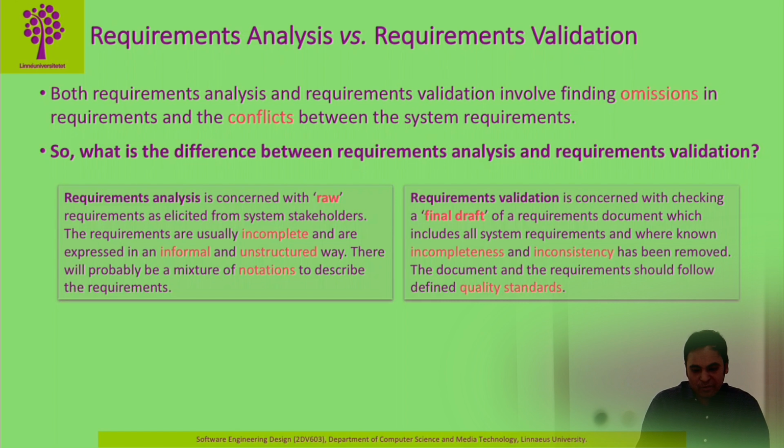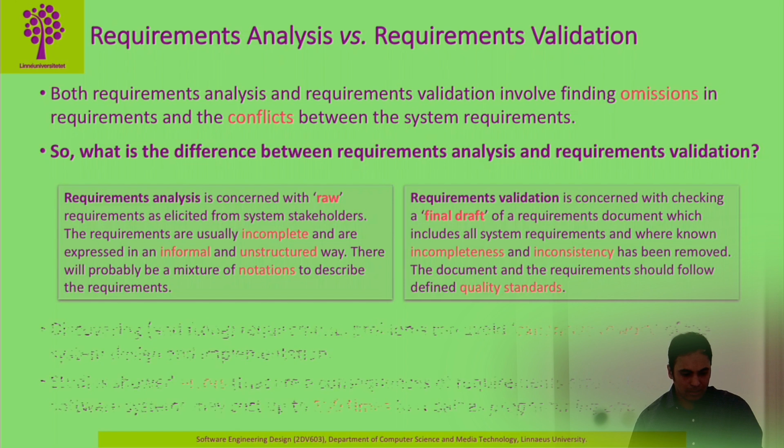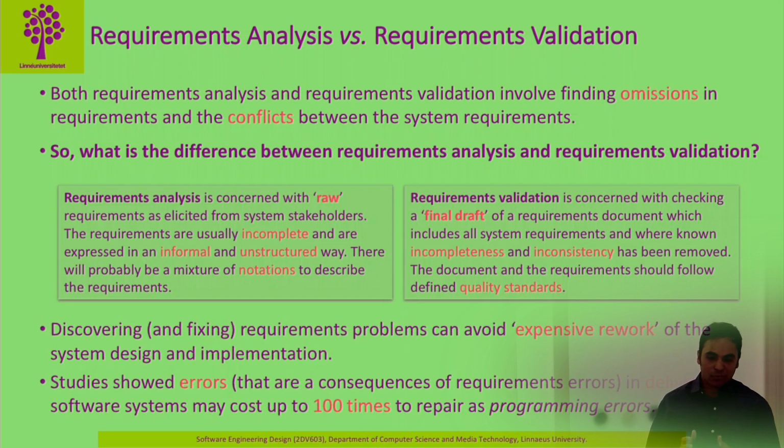And the goal of requirements validation is that whatever you are going to write in the requirements document is written well and conforms to the standards. So that's the main difference between requirements analysis and validation: requirements analysis deals with the raw requirements that have more problems in their writing or specification, and requirements validation deals with the final draft of the requirements.